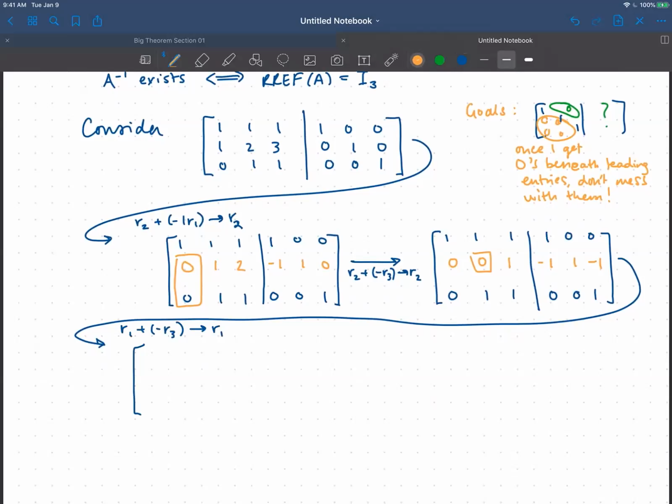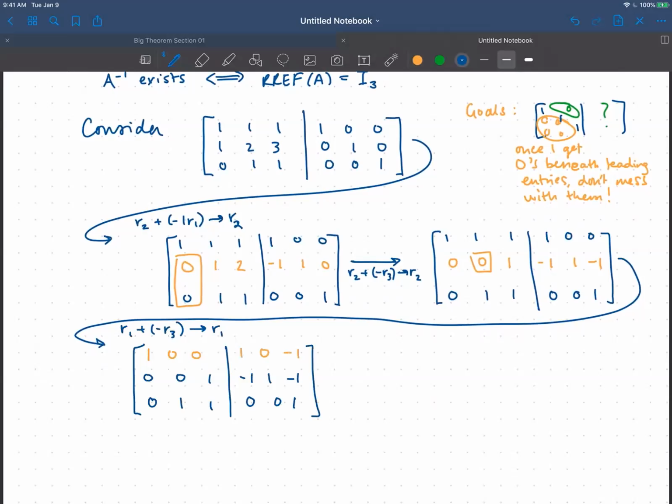So row 1 is going to change for us finally. We're going to get up top 1, 0, 0. And then on the identity matrix side, we're going to get 1, 0, negative 1 when we add those together. And then row 2 and row 3 from the last step stayed the same. So 0, 0, 1 and 0, 1, 1 on the left side. And on the right side, I have negative 1, 1, negative 1, and 0, 0, 1.